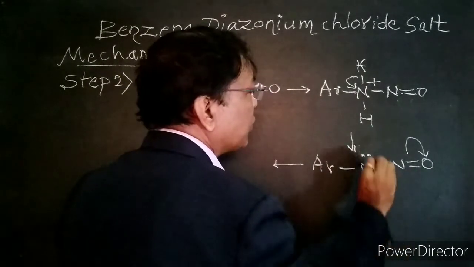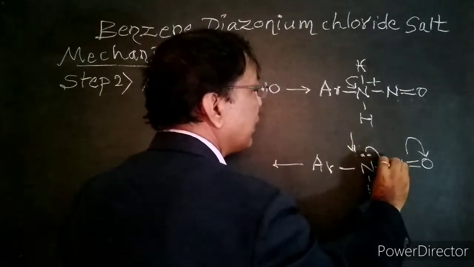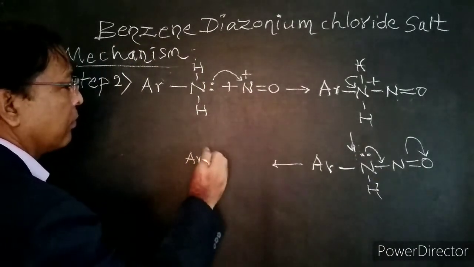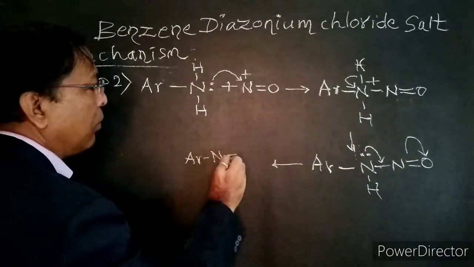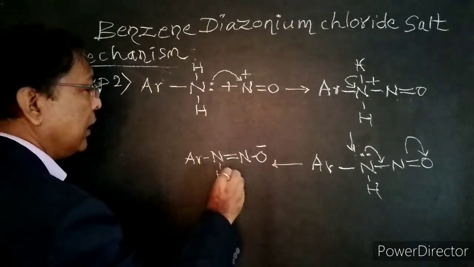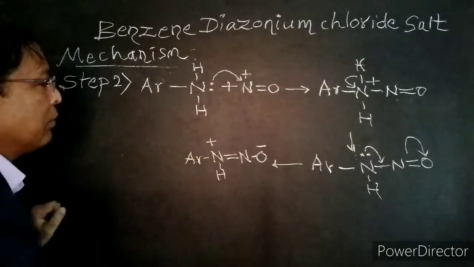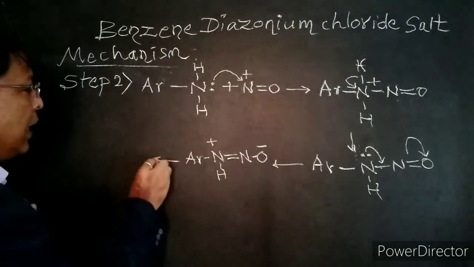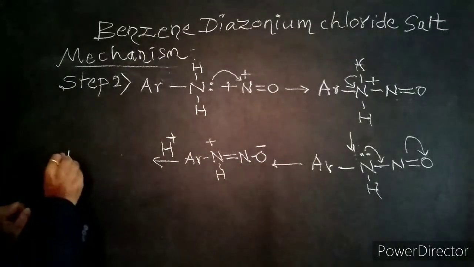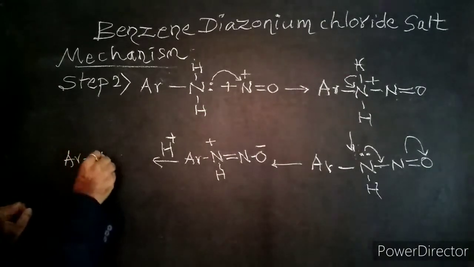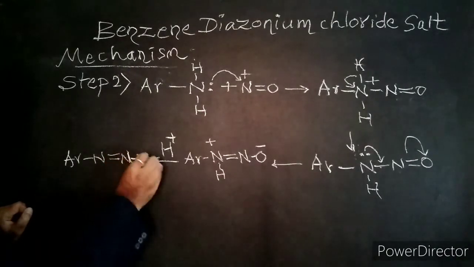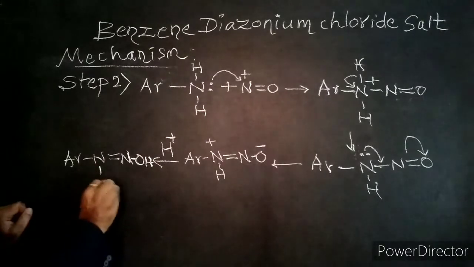So, nitrogen cannot be positive, so it takes the lone pair electron from the adjacent nitrogen atom. So, we have now double bond N, single bond O minus, and here H plus, and this nitrogen has now become positive. Now, a proton, that is H plus, attacks this oxygen. So, we get double bond N, O, H, and this is H.